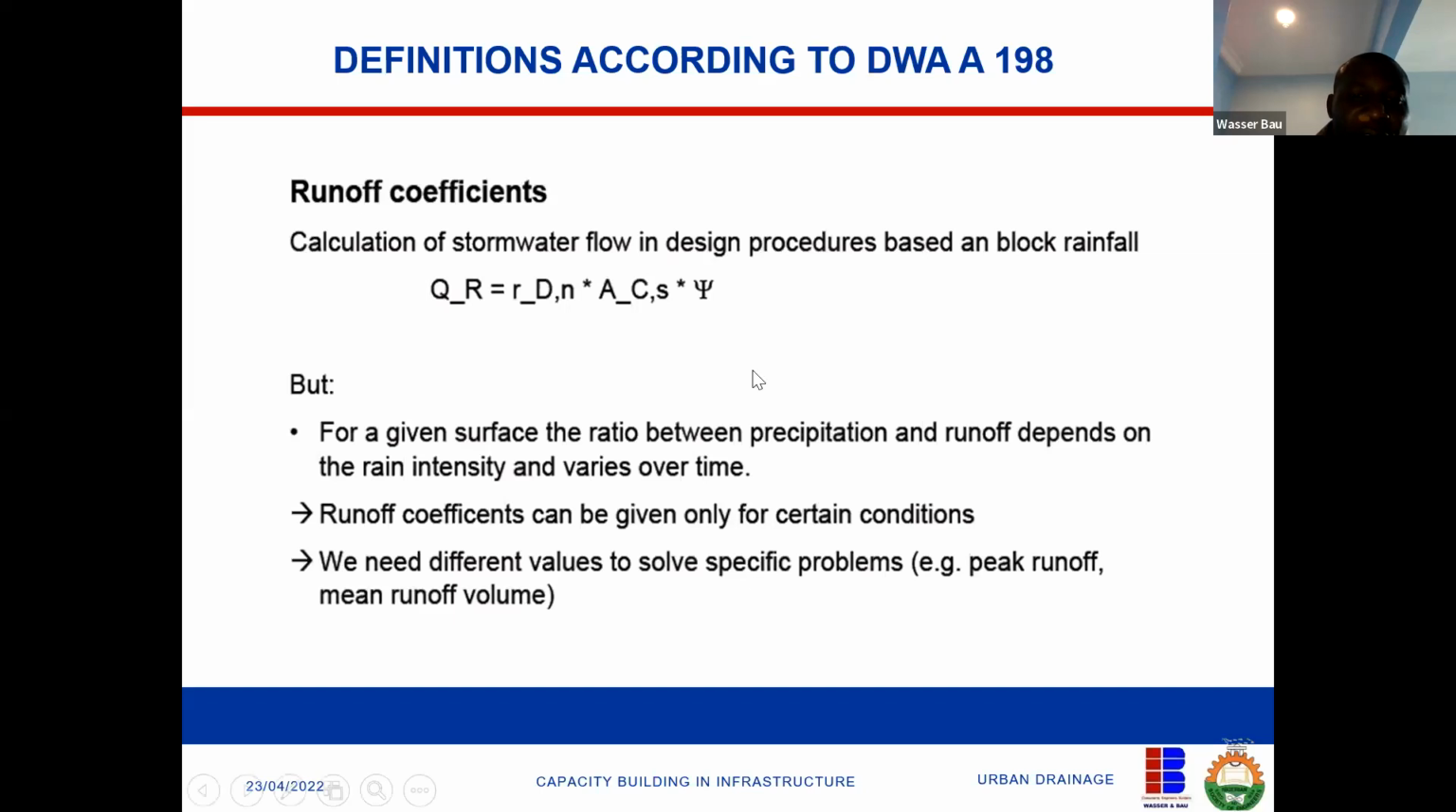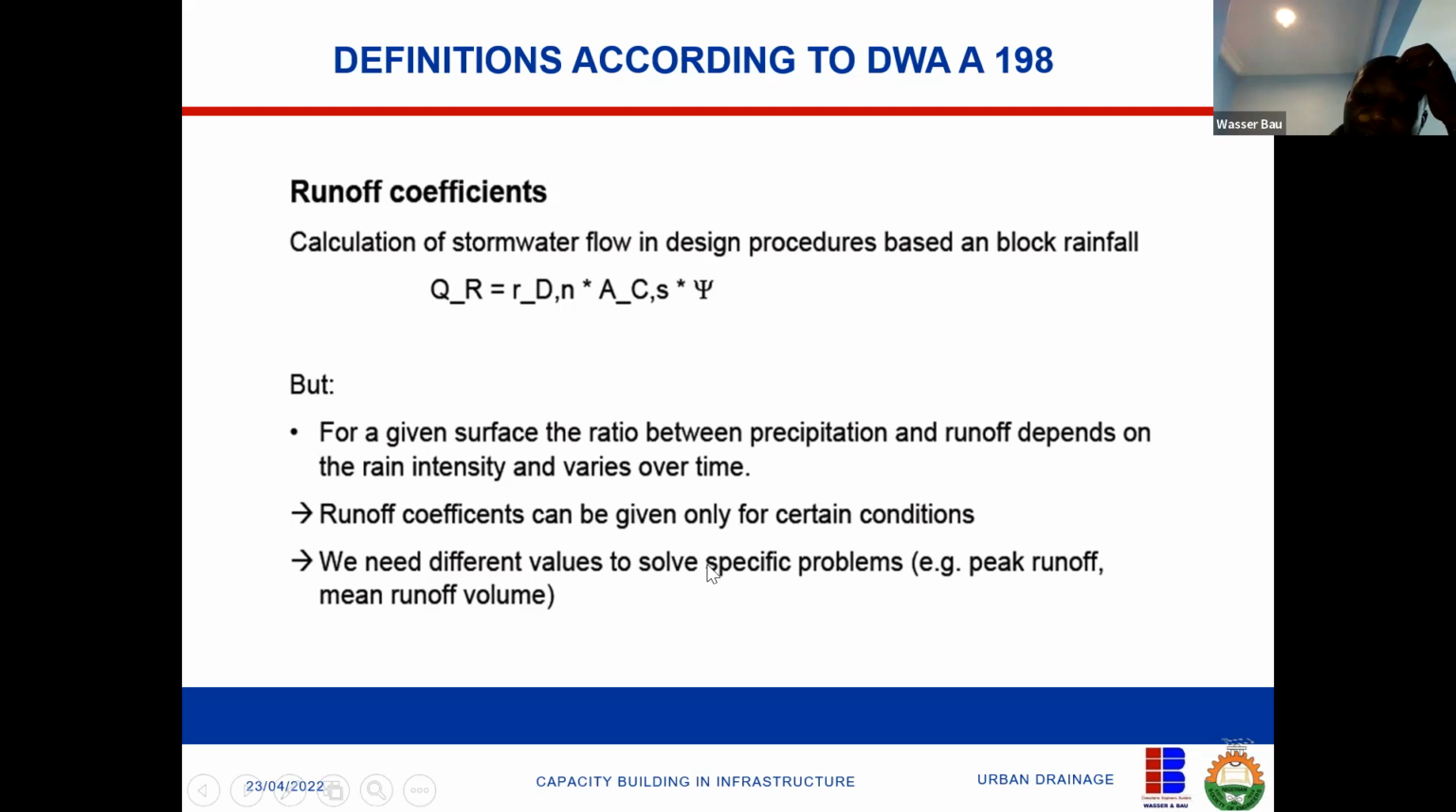He said, but for a given surface, the ratio between precipitation and runoff depends on the rain intensity and varies over time. That's exactly what we're talking about. It has some temporal factor. We talk about temporal and spatial extent, or spatial factor.